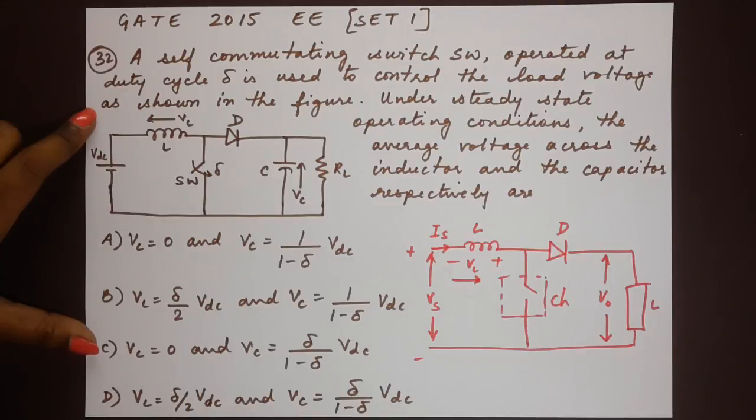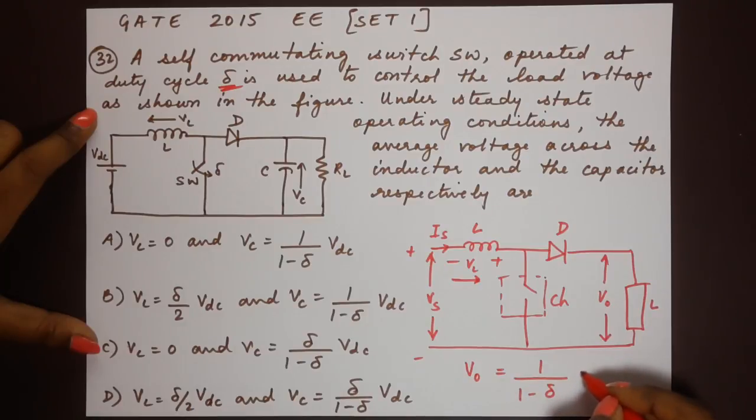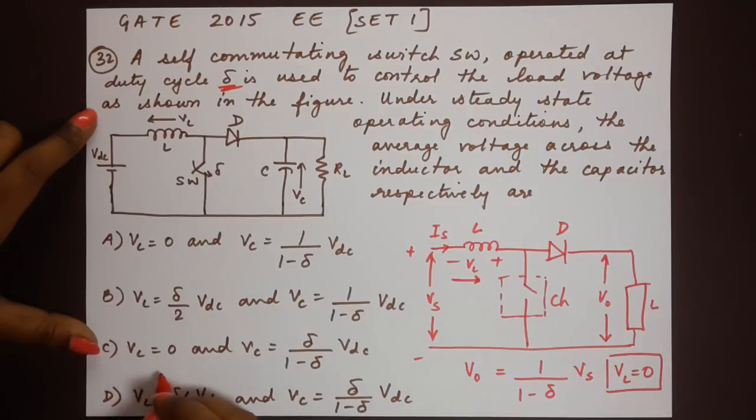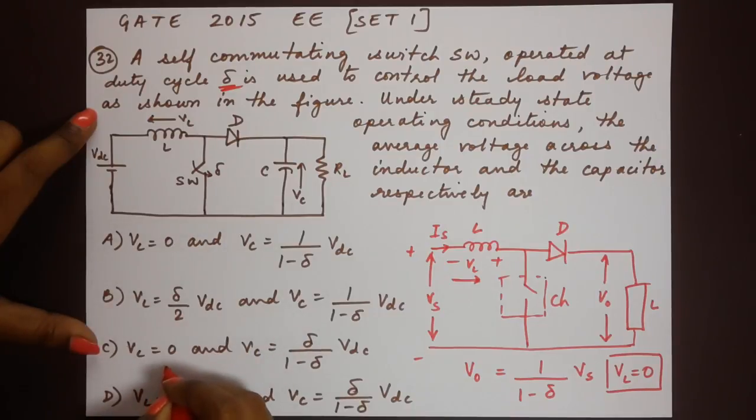So here it is given to us that the duty cycle is delta. So V naught in terms of duty cycle delta is 1 divided by 1 minus delta into Vs. And under steady state operating conditions, please note that the inductor voltage is always 0. So which means that here VL is equal to 0, and A and C are the two options where we have VL equal to 0.